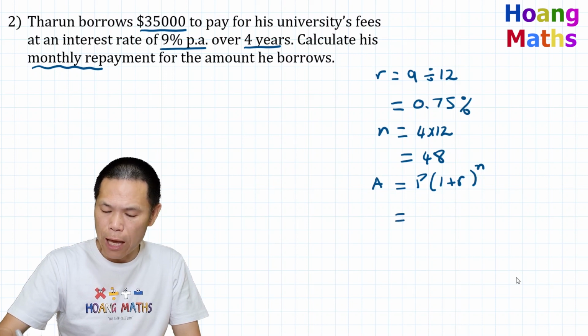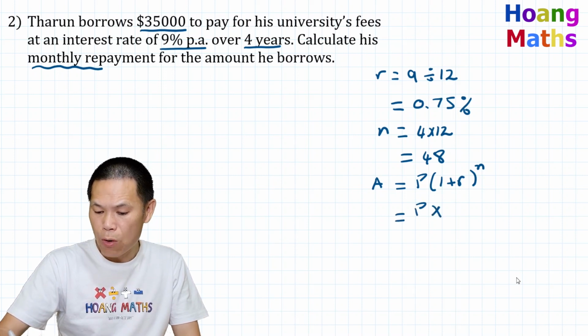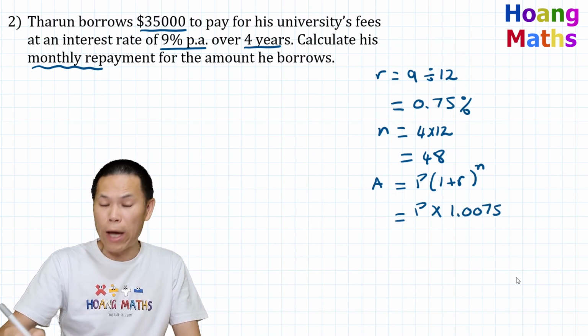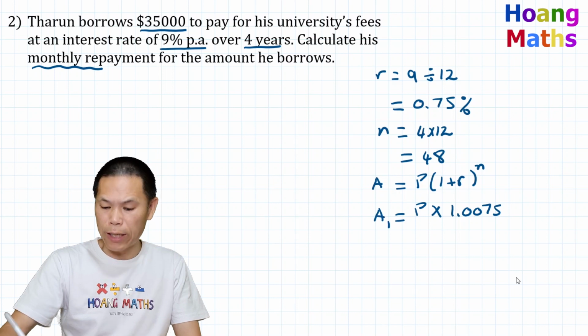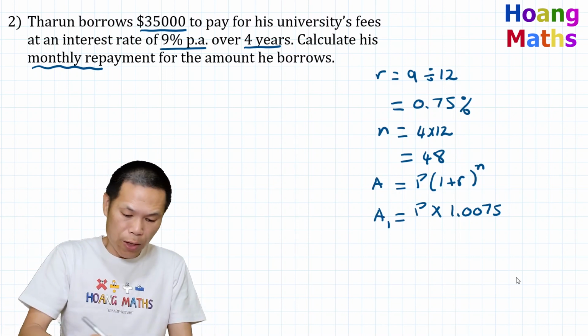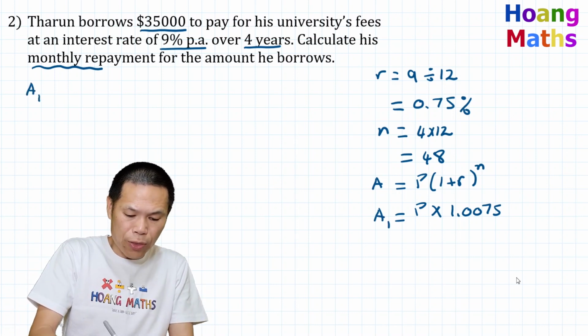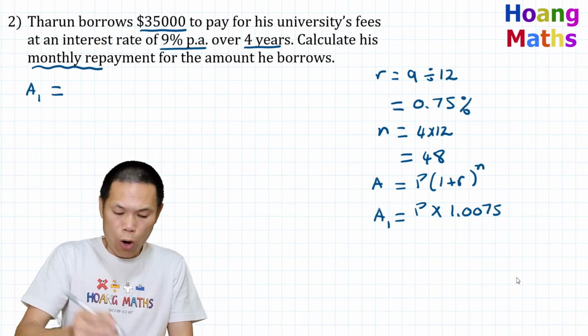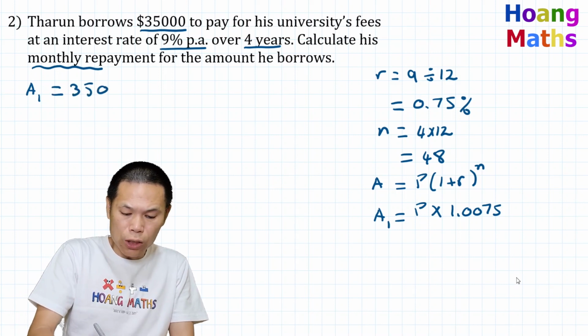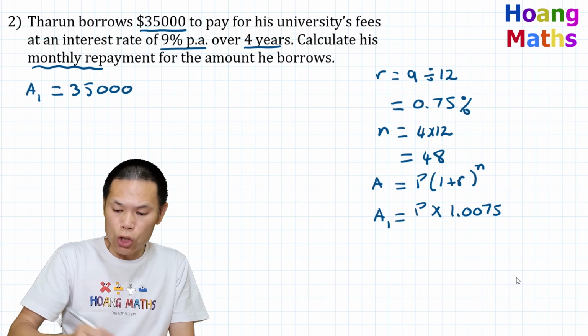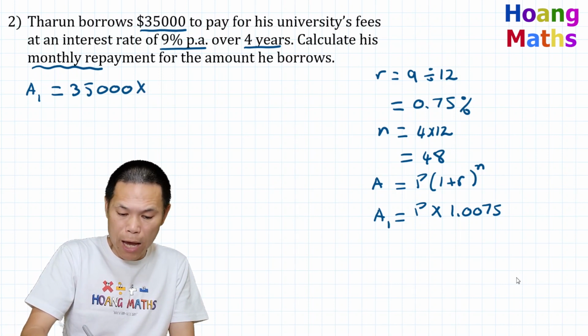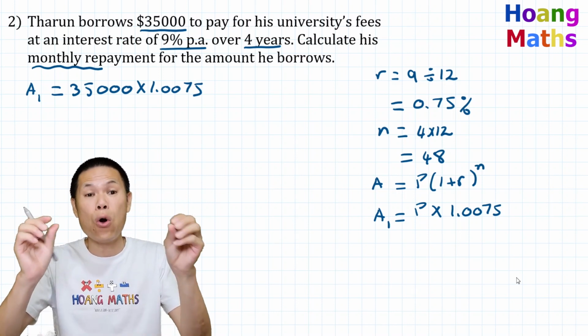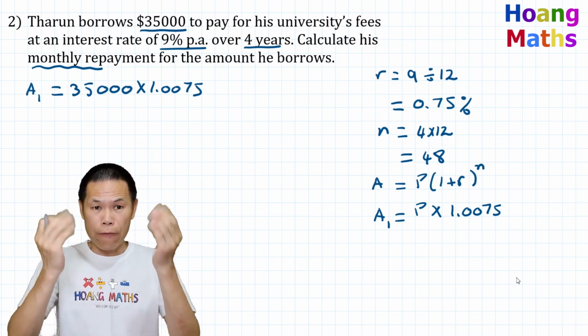So this is like that. P is that time 1.0075. Part 1, if we want to work out A1, let me just write this down. At the end of the first month, Tarun will owe $35,000 plus the interest on top. So that means you times by 1.0075. That's how much he owes at the end of the first month.